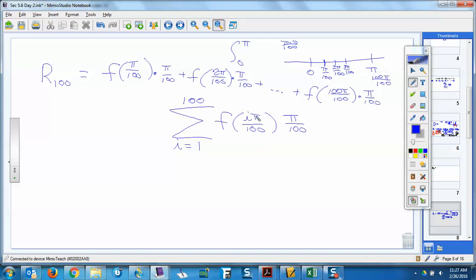I pi over 100. Right? So what did we do on the next step? I'll stay consistent with my colors. We went to red. I got tired of blue. I'm going to take I pi over 100 and do what with it? Plug it into the function. So this is going to be I pi over 100 squared times pi over 100.